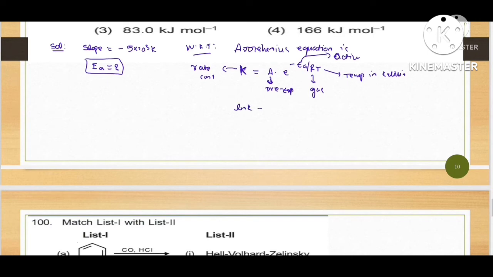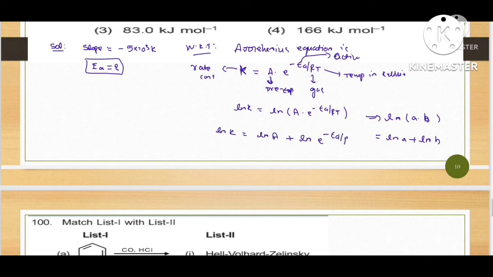Now let us apply the log. That means ln of k equal to ln of A into e power minus Ea by RT. This is in the form of ln of A into B, so it becomes ln of A plus ln of B. Now apply this formula to this equation. ln of k is equal to ln of A plus ln e power minus Ea by RT. This is also in the form of ln of A power m, which becomes m into ln of A. Applying this, you will get ln of k equal to minus Ea by R into 1 by T plus ln A. Here ln of e becomes 1.